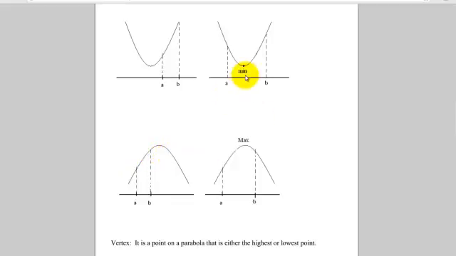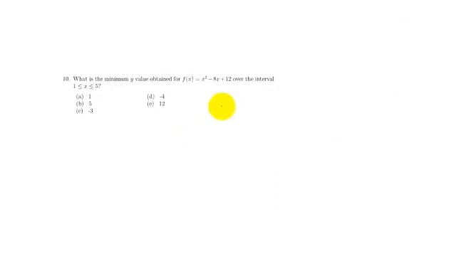Now, if the vertex is inside the interval, which is why we're going to have to find the vertex, you can see that if the vertex is in, it could possibly be the minimum. Here it's the minimum. Here it's the max. So we do have to check both endpoints and the vertex. Let's go ahead and do that.